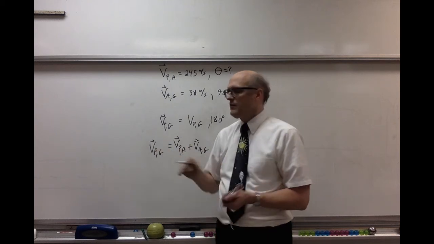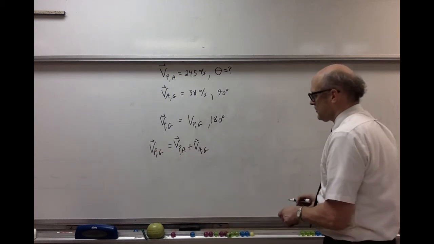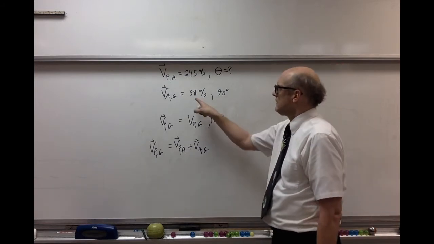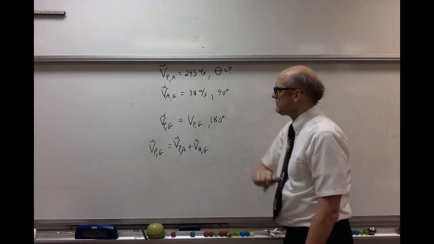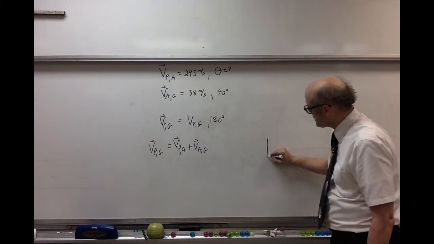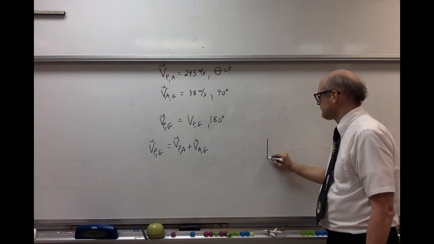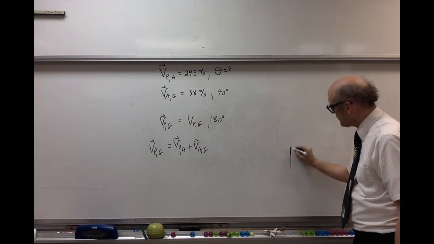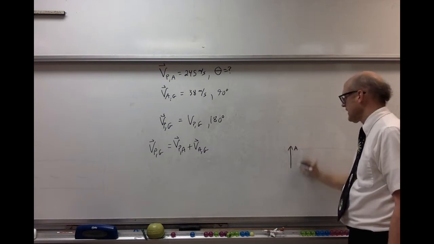Now what I'm going to do is draw a vector diagram for this one. So I'm going to first draw an arrow for the wind, because I know that. Let's say this represents the wind. Let me put it lower, or over here. Okay, so here's the wind. So this is VAG.